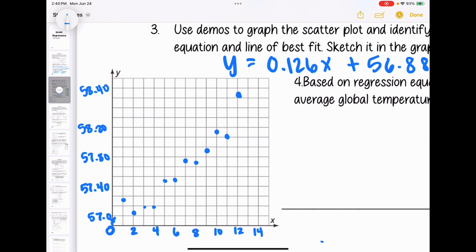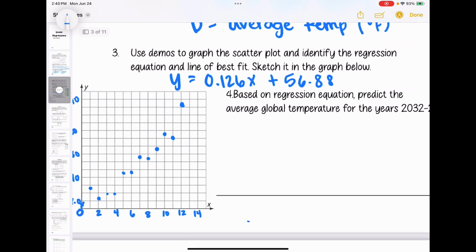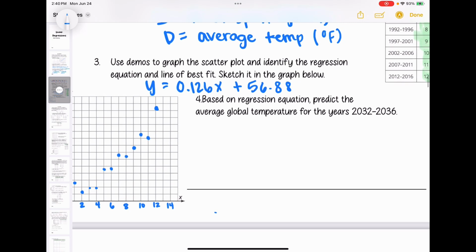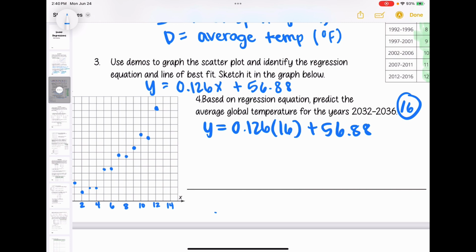So now, based on our equation, we're going to predict the average global temperature for the years 2032 through 2036, which is going to be span number 16. So using my equation, I'm going to plug 16 in for X. And when I do that, you should get 58.877 degrees Fahrenheit.